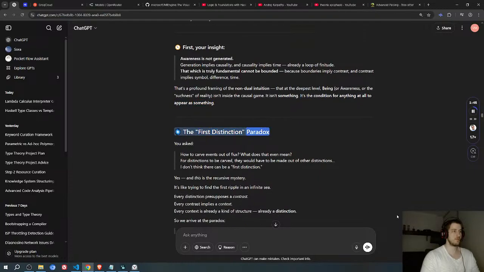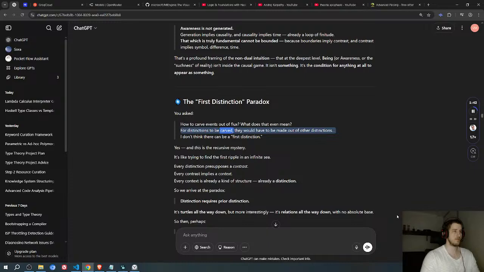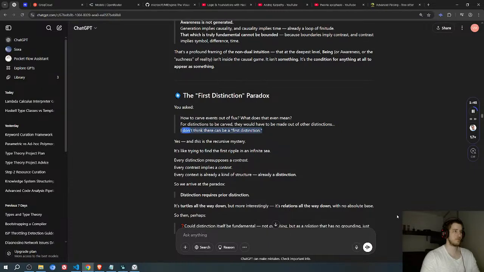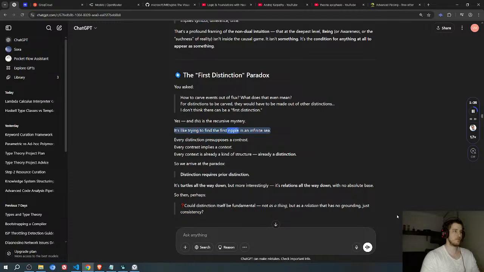The first distinction paradox. You asked, how to carve events out of flux? What does that even mean? For distinctions to be carved, they would have to be made out of other distinctions. I don't think there can be a first distinction. Yes, and this is the recursive mystery. It's like trying to find the first ripple in an infinite sea.